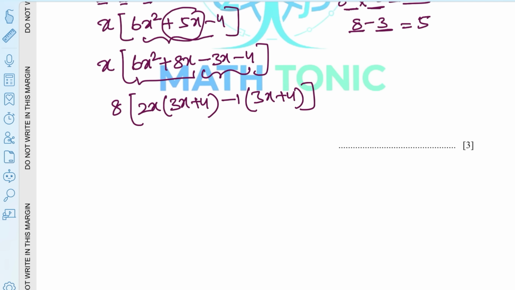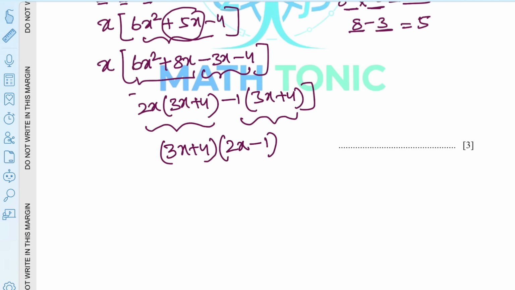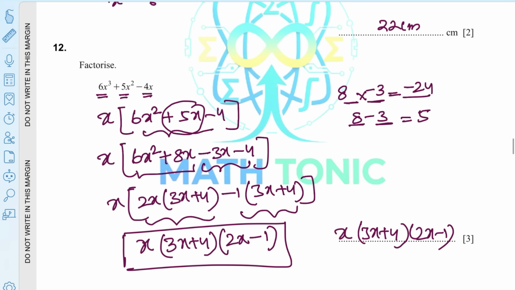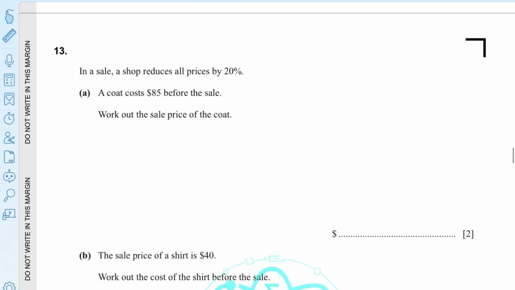Got it? Now in this, what common can I take? We can take 3x plus 4 common. What is left in the first term? 2x, and in the second term minus 1, and we already took x common earlier. See, this is called factorization. Three factors we got: one is x, another is 3x plus 4, and the other is 2x minus 1. Is it okay? Please check. This is a good question. This kind of question they can ask in the exam paper, so have good practice on this.